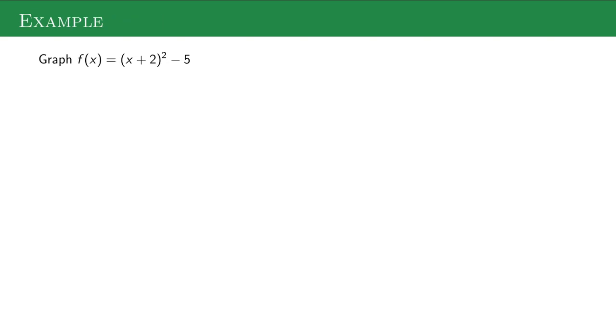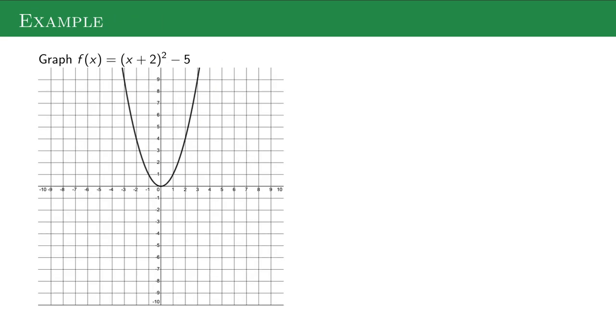So if I wanted to graph this function, I'm going to start with my parabola, because that's x squared. This plus 2 is going to move my graph left 2, so everything slides left. This minus 5 moves everything down 5, so I slide it down. So the blue graph here is my final answer. You can see it just moved left 2, down 5.